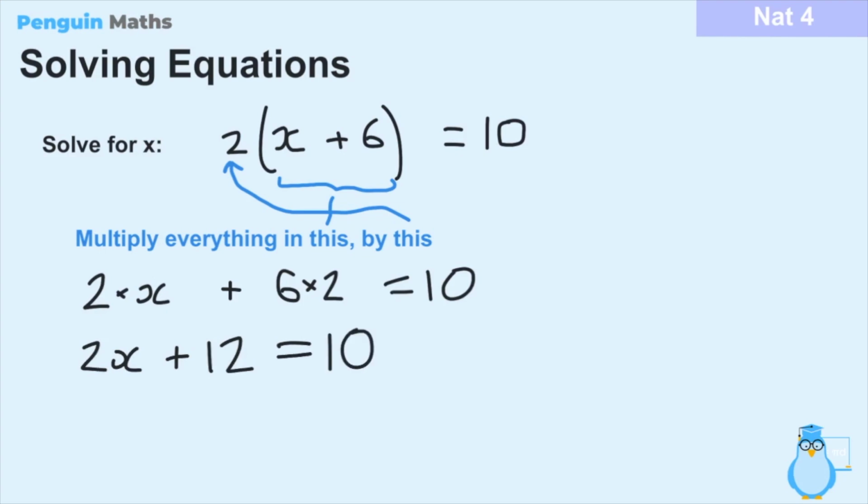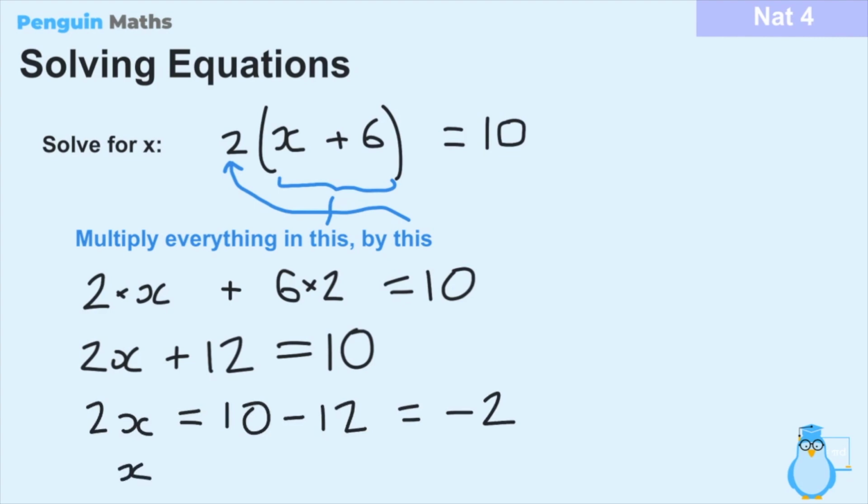And then what we want to do now is bring this plus 12 over to the other side, because we want all of the sole numbers over to the right hand side first, and because it's plus 12 on this side, it's going to move over and become minus 12. So we can write this as 2x is equal to 10 minus 12, and if we take away 12 from 10, that's going to give us a negative number. So 10 minus 12 is going to give us minus 2.